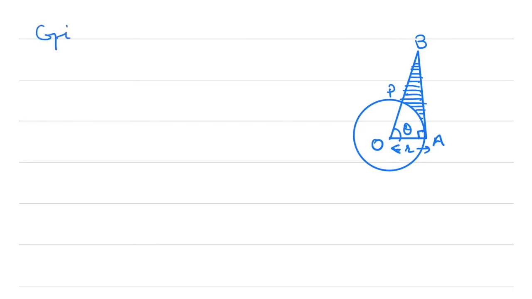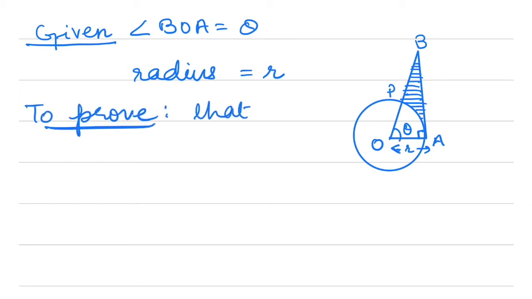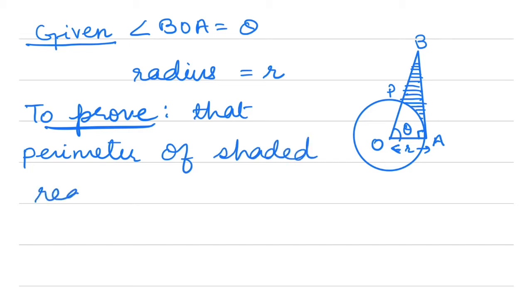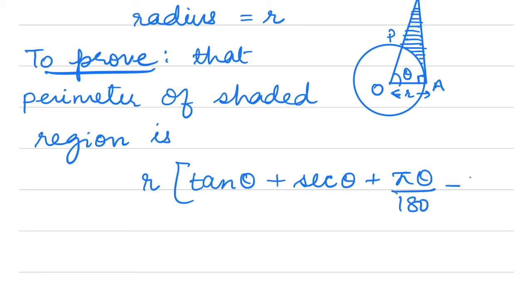We are given that angle BOA is equal to theta, radius is equal to R. We have to prove that perimeter of shaded region is R into tan theta plus sec theta plus pi theta by 180 minus 1.